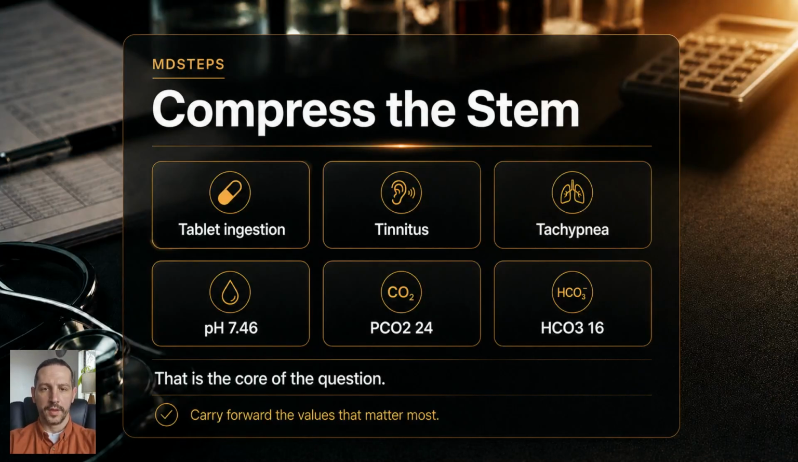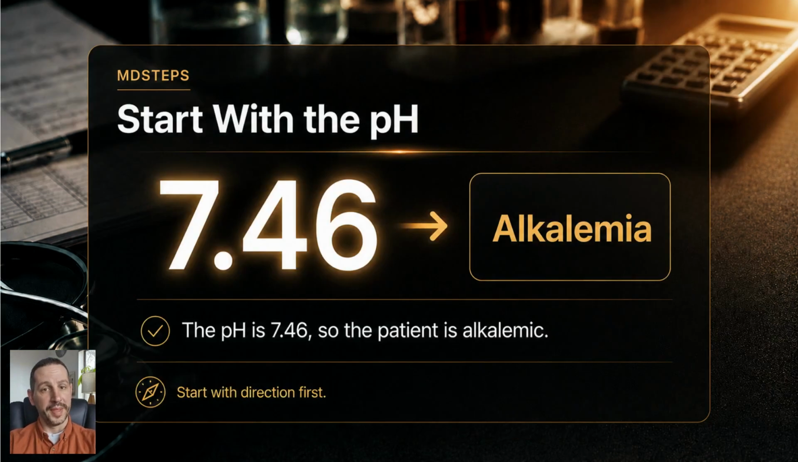Now let's compress the vignette. If you remember, she ingested an unknown number of tablets, she has tinnitus and tachypnea, her pH is 7.46, her carbon dioxide level is 24, her bicarbonate level is 16. That is the core of the question. The values we need to carry forward are a pH of 7.46, a carbon dioxide level of 24, and a bicarbonate level of 16.